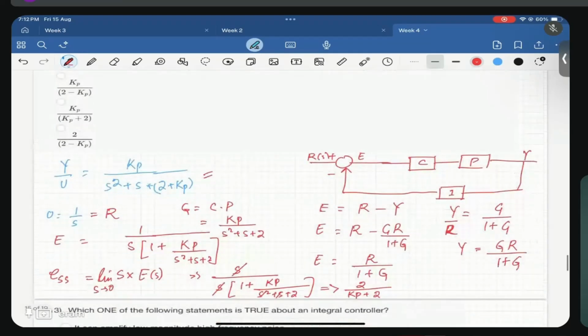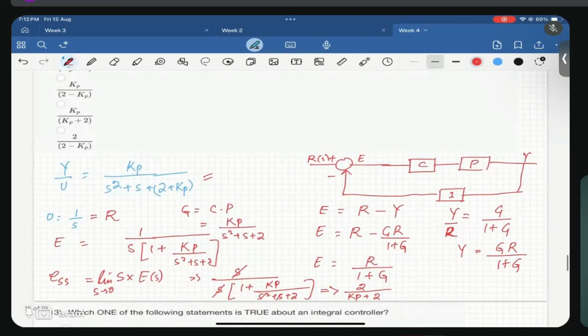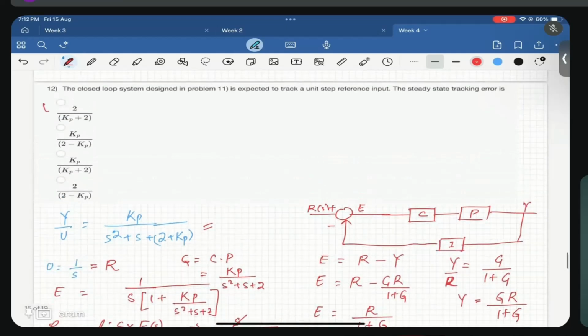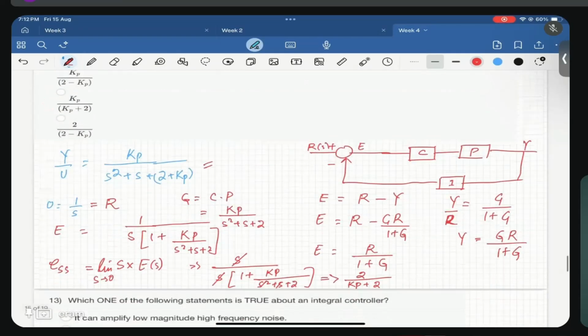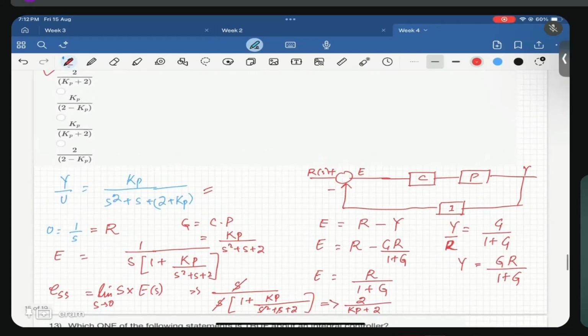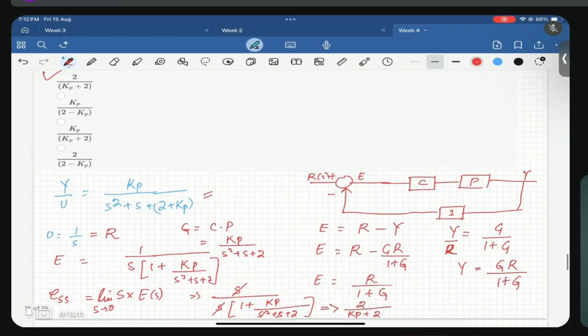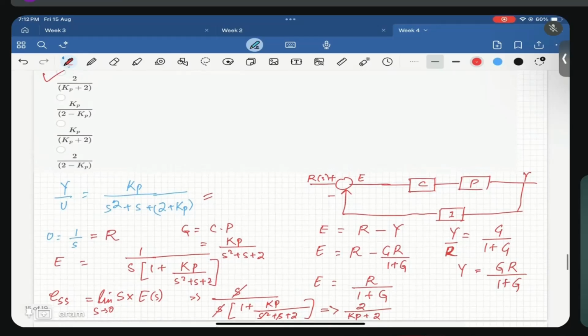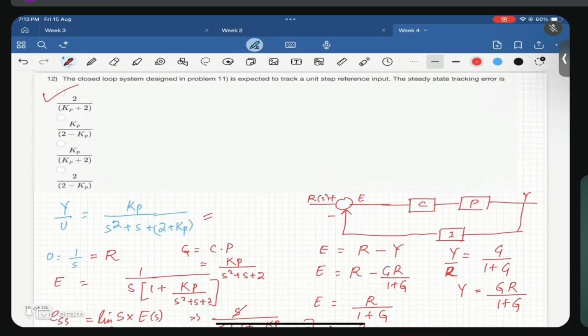So which option are we getting? 2 by kp plus 2. Option A. In this way you can calculate the steady state error of the closed loop system driven using the step input.